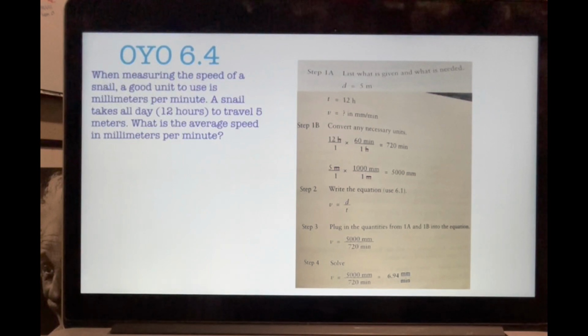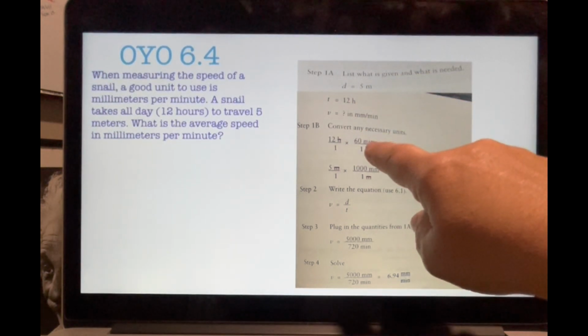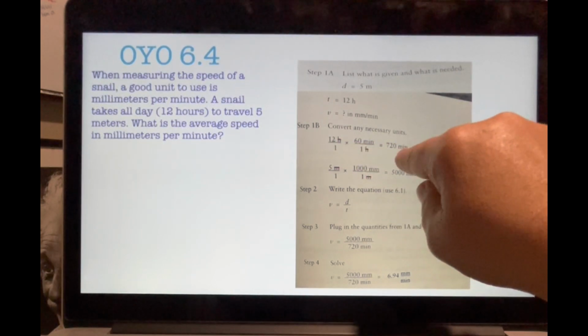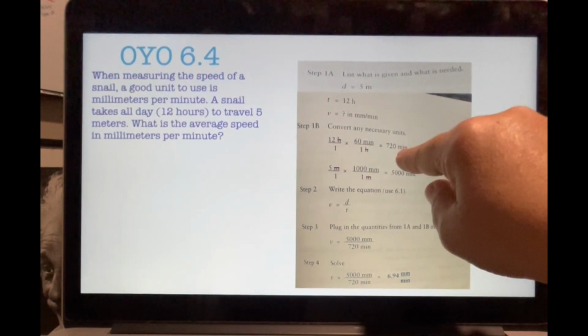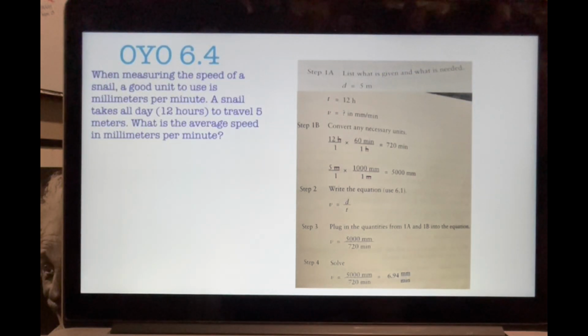Well, are there any conversions? Yes. So step 1B, convert any necessary units. We need to convert our 12 hours into minutes. So 12 hours is 720 minutes. We need to convert our meters into millimeters. So 5 meters is 5,000 millimeters.